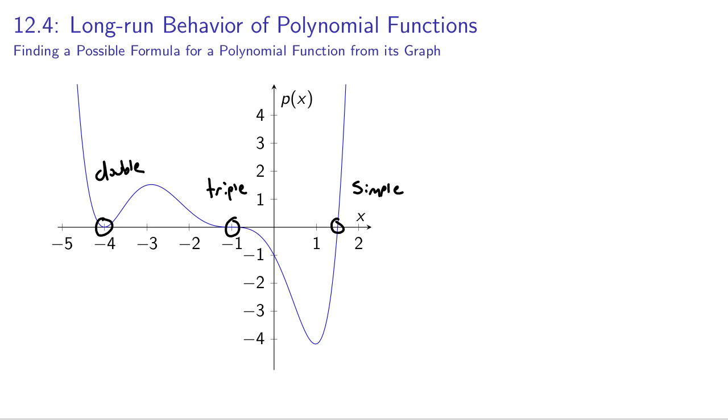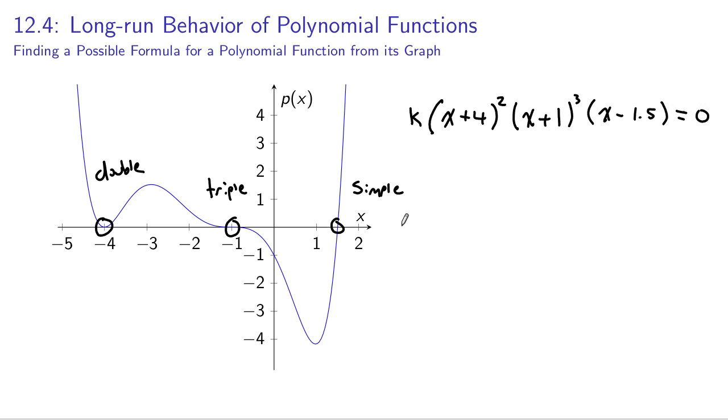So we need to now consider these zeros to write a possible formula. x plus 4, because it's negative 4. Double means it would be squared. x plus 1, because it's negative 1, cubed, because it's a triple 0. And then we have a simple zero at x minus 1.5, times some constant.